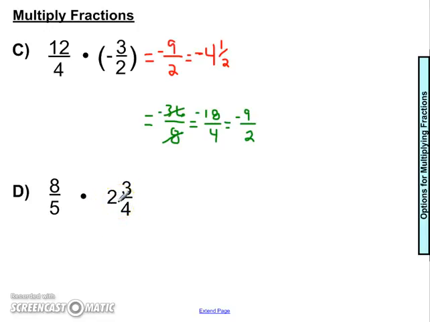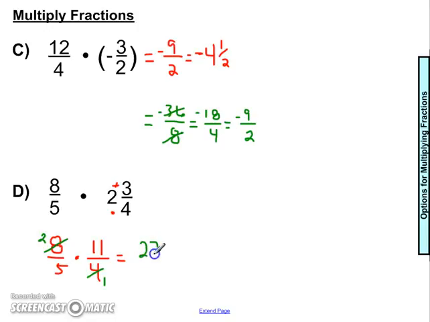I want it to be an improper fraction to do this. So I'm going to go 8/5 times 4 times 2 is 8. Plus 3 is 11, so this is 11/4. And here I am once again back, fraction times fraction with my choices. I can go 8 times 11 is 88 over 20, and then reduce. Or, again, I prefer to reduce values ahead of time if I can, so 8 and 4 both divide by 4, leaving me 2 here and 1 here.